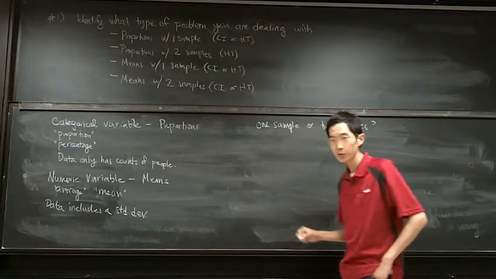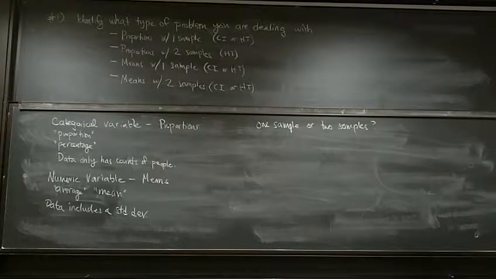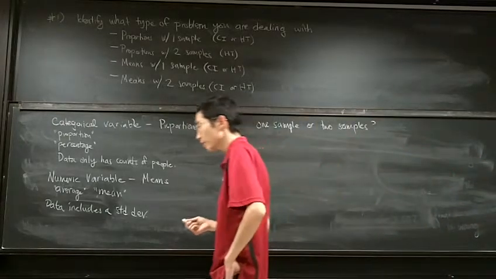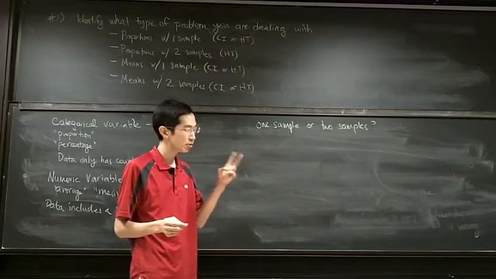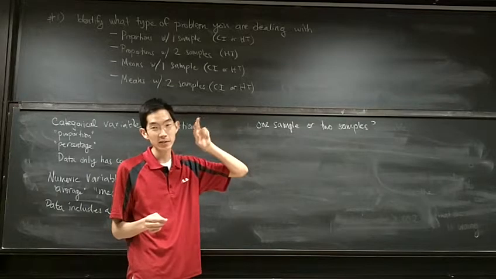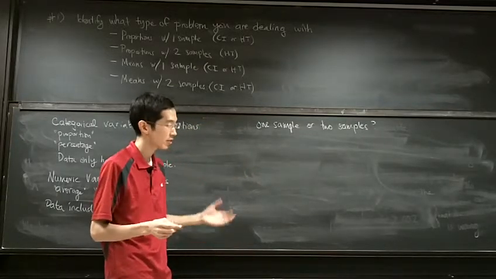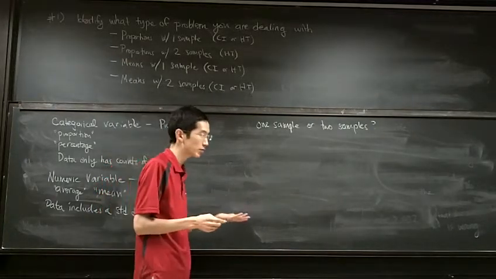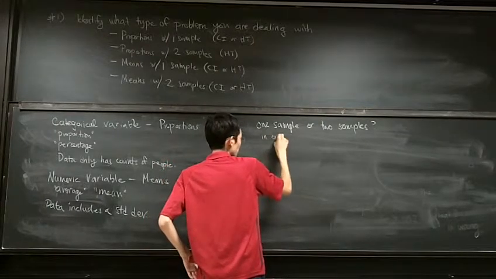Sometimes as you're reading a problem, you think you have two samples, but you only have one. You can only have two samples if you can identify two different n's. If you can identify an N1 and then identify a separate N2, then you have two samples. If you can only identify one N, you only have one sample.